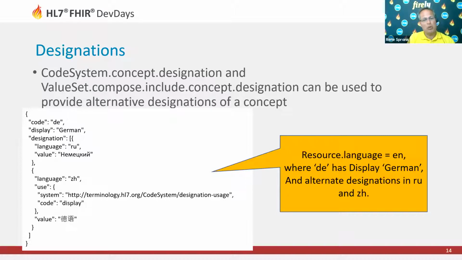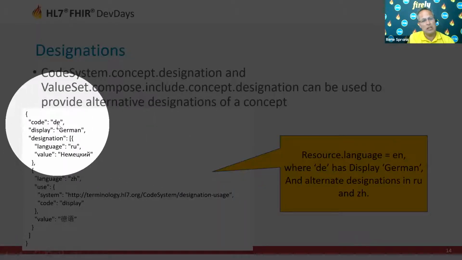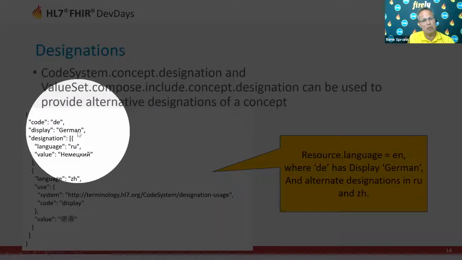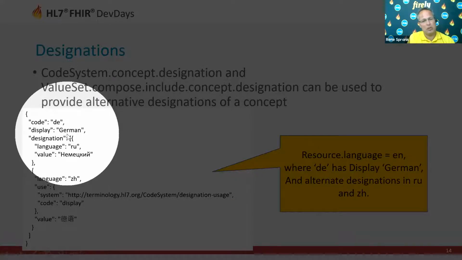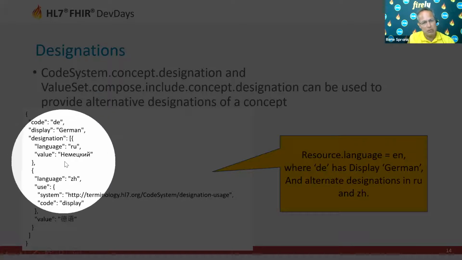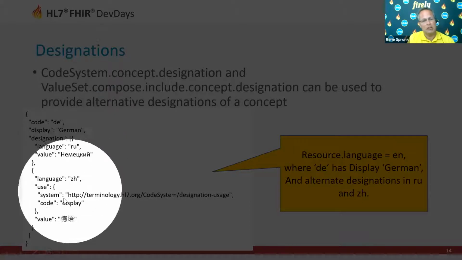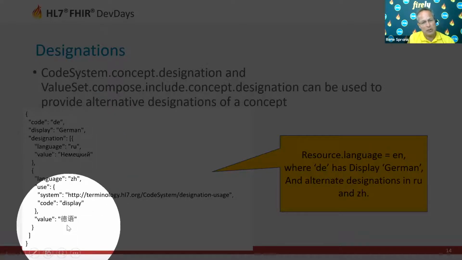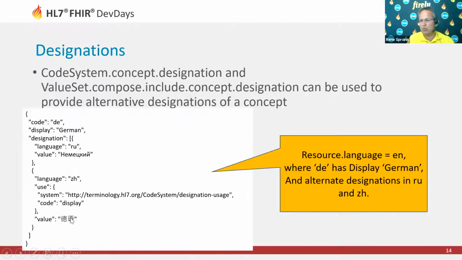So here we're looking at a snippet from a resource that has base language English. And in that resource, or in this code system, we have DE as an acronym for German. But in Russian, German is obviously not German, but it's this, right? And in, I think this is Chinese, they actually have this. It all means German, but the description is given in a different language.